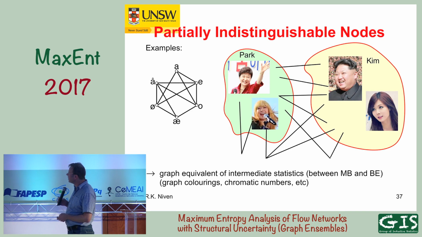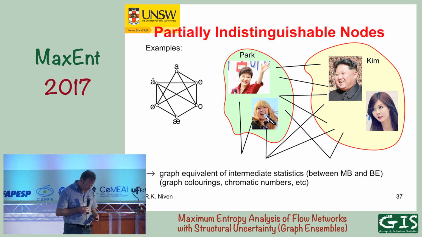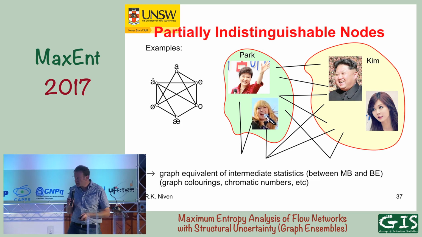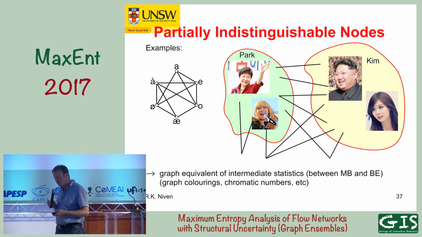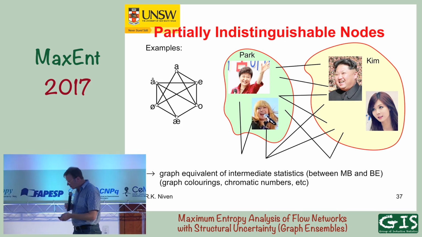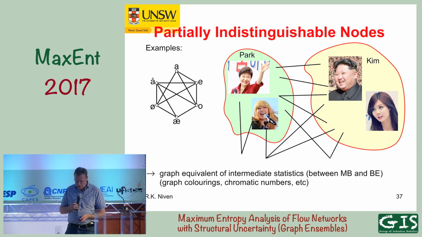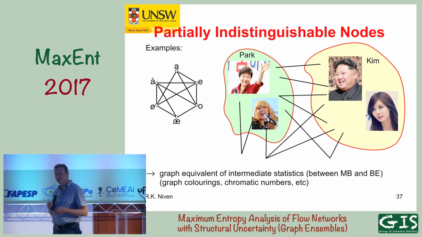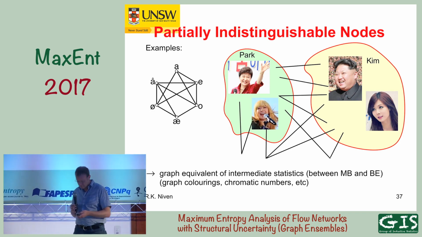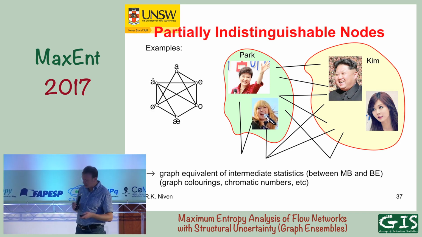Another example here, if you're Korean, then there's not a lot of distinguishability in your surnames, as you may have noticed. And I put this slide up at a statistical physics conference a year ago. There were quite a few Koreans there, but I wasn't expecting there to be such topicality in all of these people that I put on the slide. But where this is going to go is to graph colorings and chromatic numbers and all those delightful or horrible things, depending on your point of view.